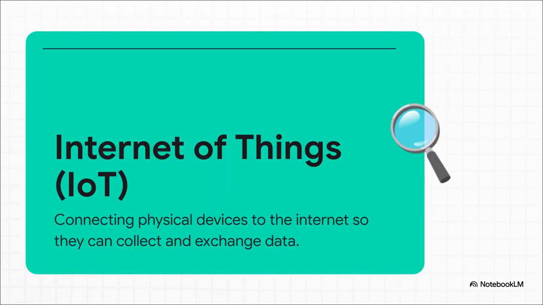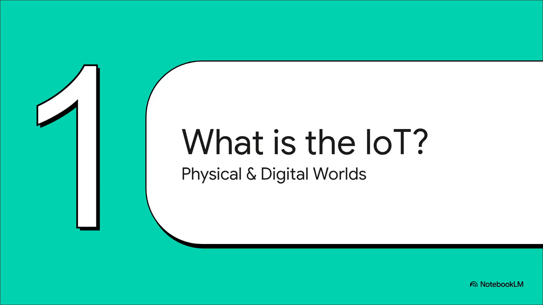So what is IoT really? At its heart, it's actually pretty simple. It's about taking everyday physical objects, the things, and giving them a digital voice by connecting them to the internet. This connection lets them gather information and talk to each other, basically making them intelligent. So at its core, IoT is the bridge that connects our physical world of objects with the digital world of data. It's all about taking ordinary stuff and making it extraordinarily smart.